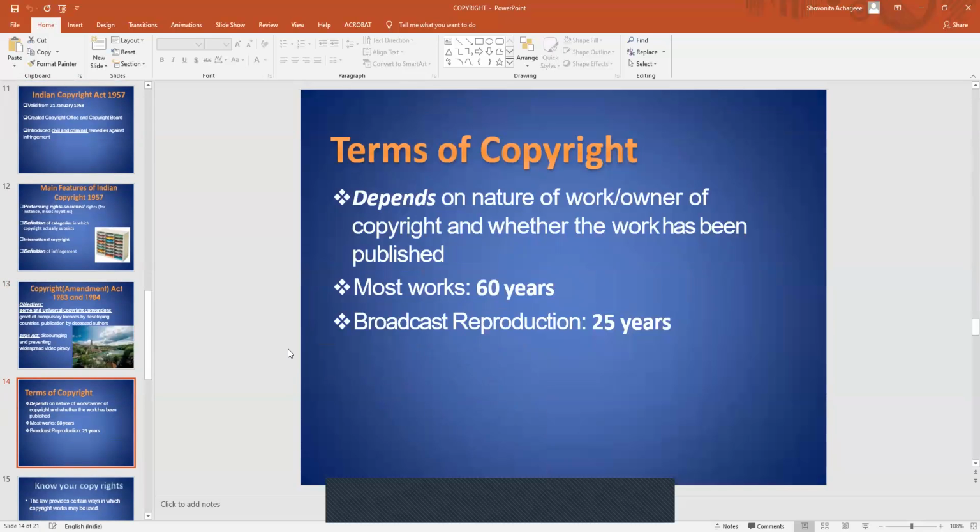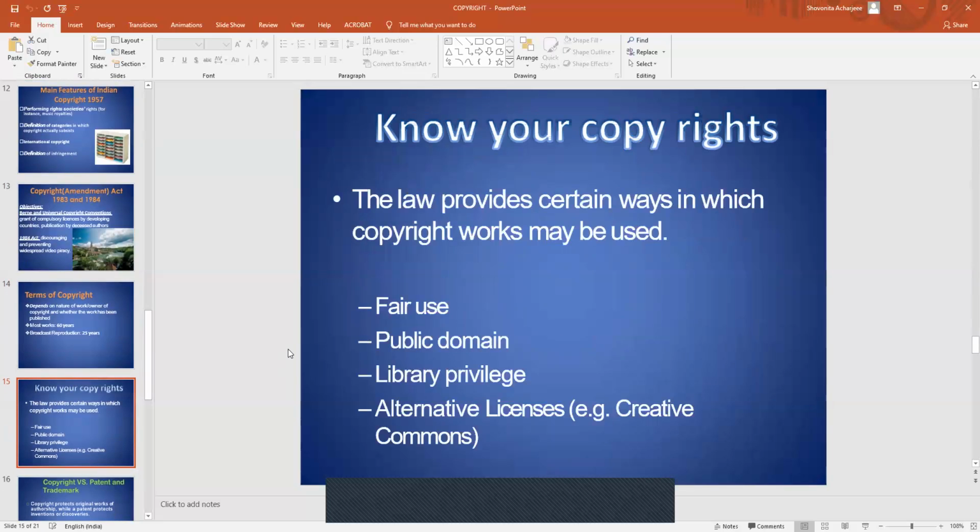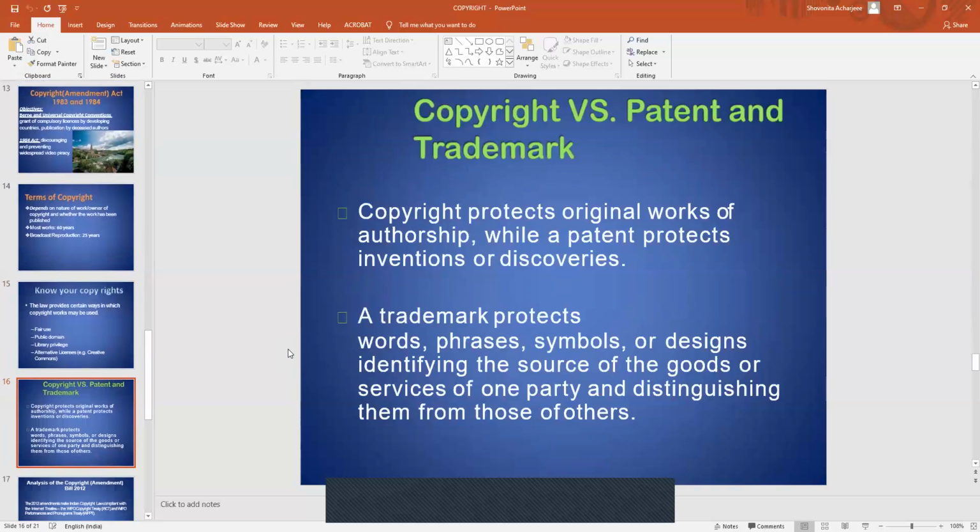If we talk about the terms of copyright, it depends on the nature of the work. Please understand, copyright does not protect any kind of innovation or idea. Rather, it protects the expression of a person. Most work is licensed for 60 years, and broadcasting reproduction is for 25 years. Through copyright, you can use it for fair play, library privilege, alternative licensing, that is Creative Commons, etc.